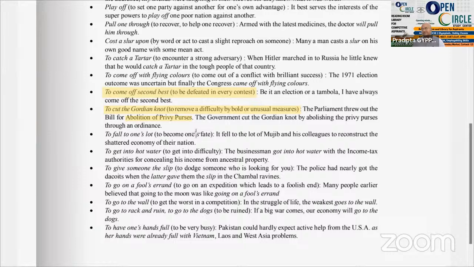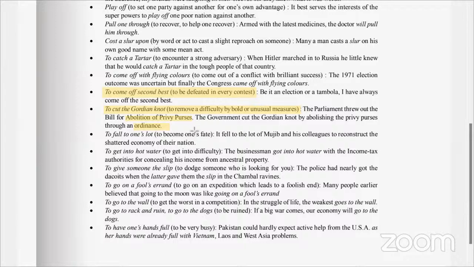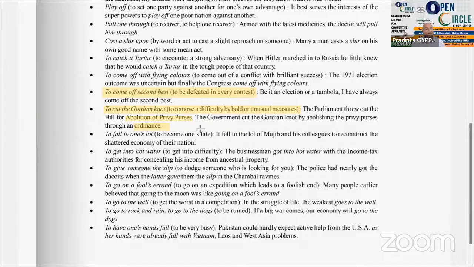So what do you mean by ordinance? Do you all read newspaper? Very good, keep it up. Ordinance is a word you will find in the newspaper or magazine. Ordinance means order, an interim order.